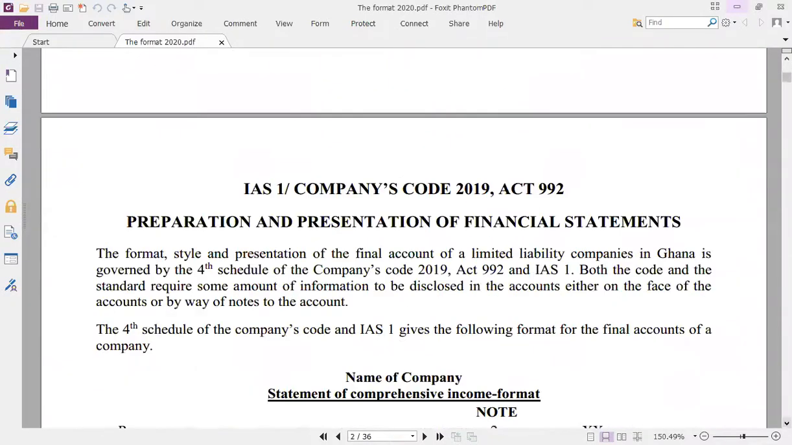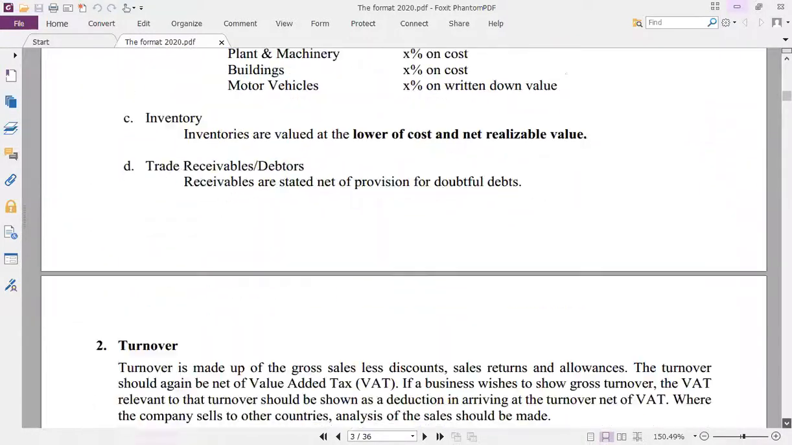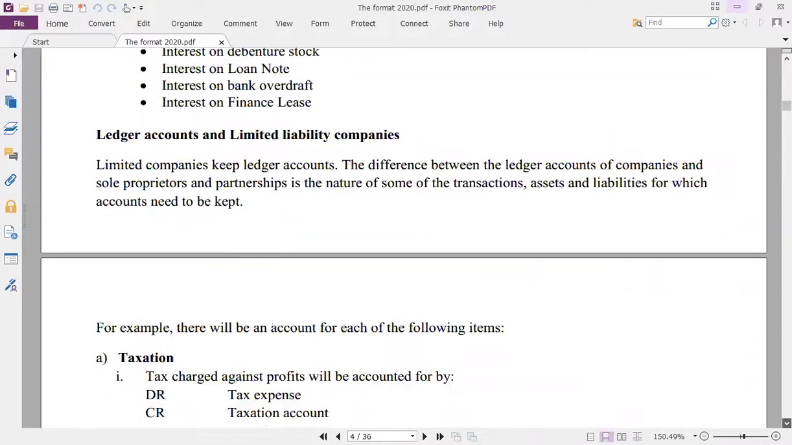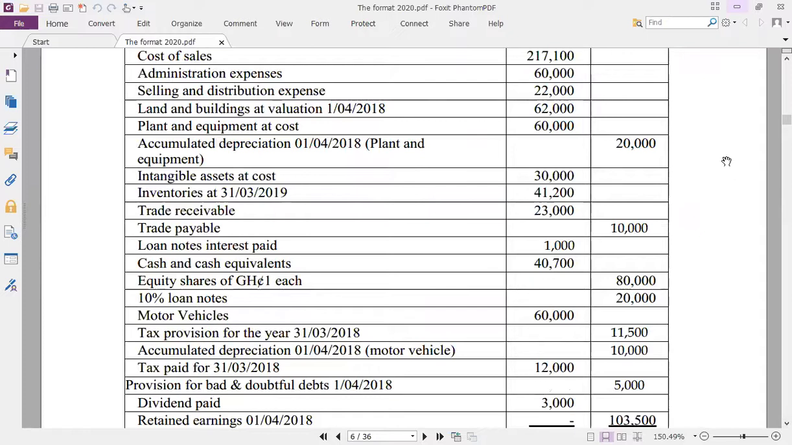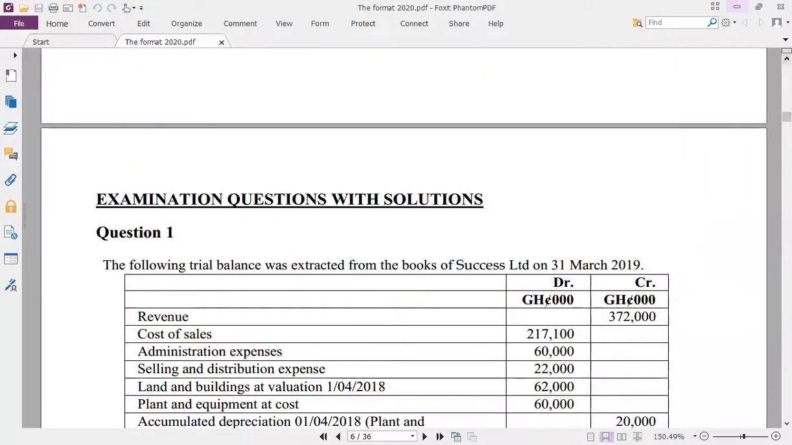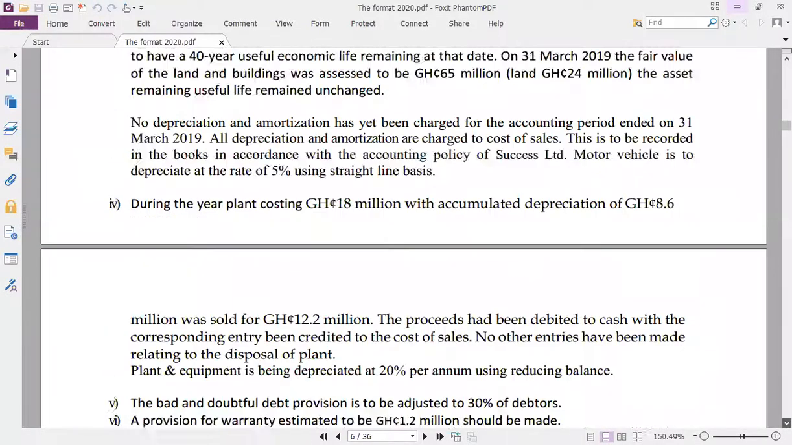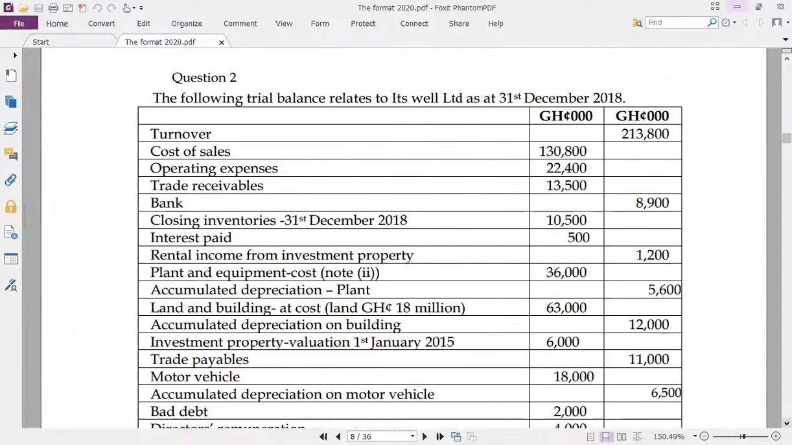Now let's look at this question. I think I'll try the very first question, and then you will try the very last one. Yes, I'm doing success limited, and when I do success limited, that means you are doing it well. So question one is success, right? And then question two is what? It's well. And then you are doing question two and three.